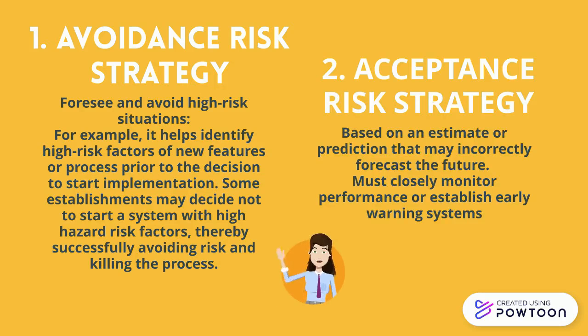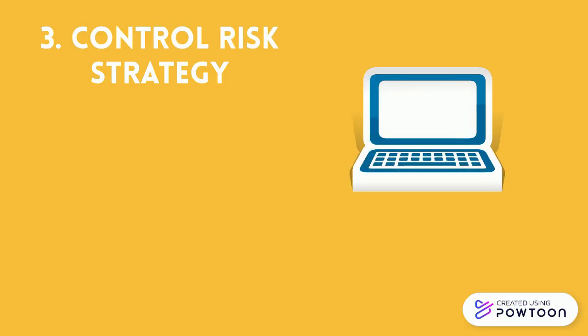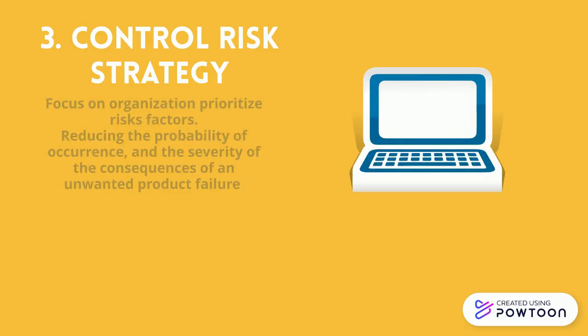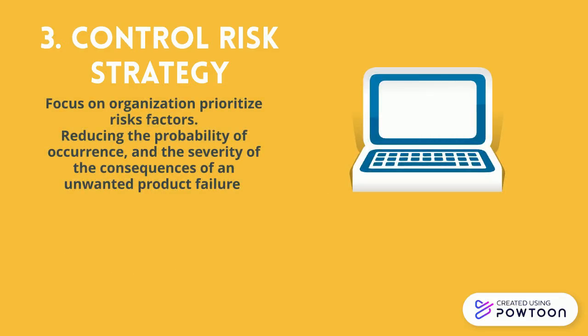Second, acceptance risk strategy. It is based on an estimate or prediction that may incorrectly forecast the future. Management must closely monitor the performance or establish early warning systems. Third, control risk strategy. It focuses on organizations prioritizing risk factors. This strategy may reduce the probability of occurrence and the severity of the consequences of an unwanted product failure.